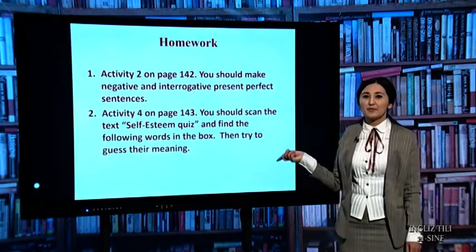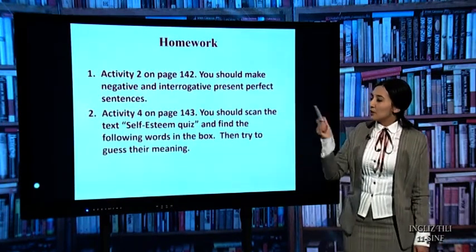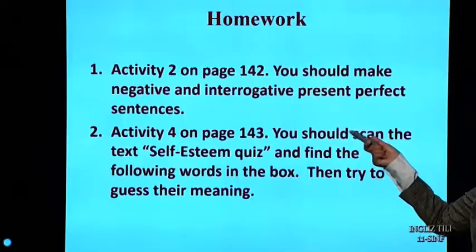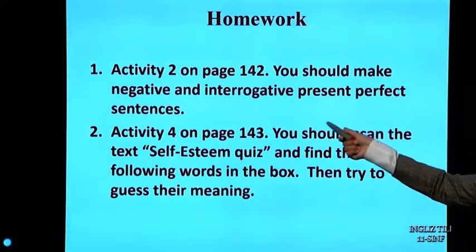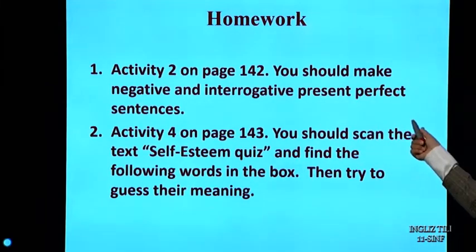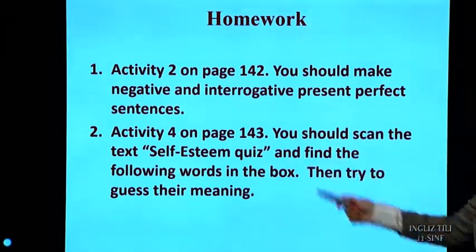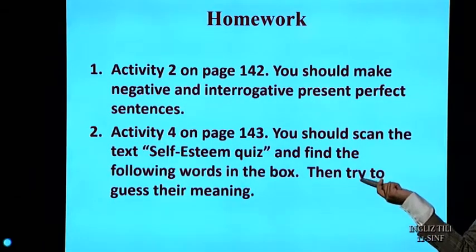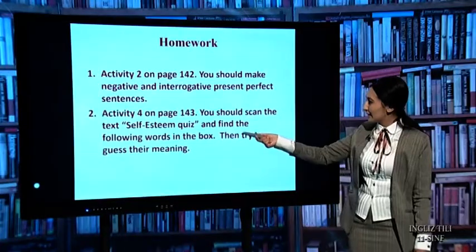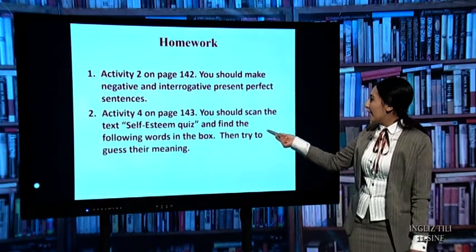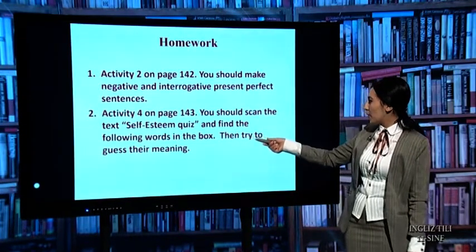So dears, it is time for the home task. Your first home task is activity 2 on page 142. You should make negative and interrogative present perfect sentences. And the second, activity 4 on page 143. You should scan the text self-esteem quiz and find the following words in the box.